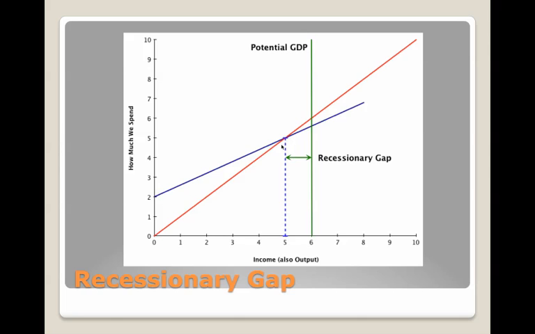This gap between the blue line and the green line represents the recessionary gap. The dotted blue line is where we're operating now.